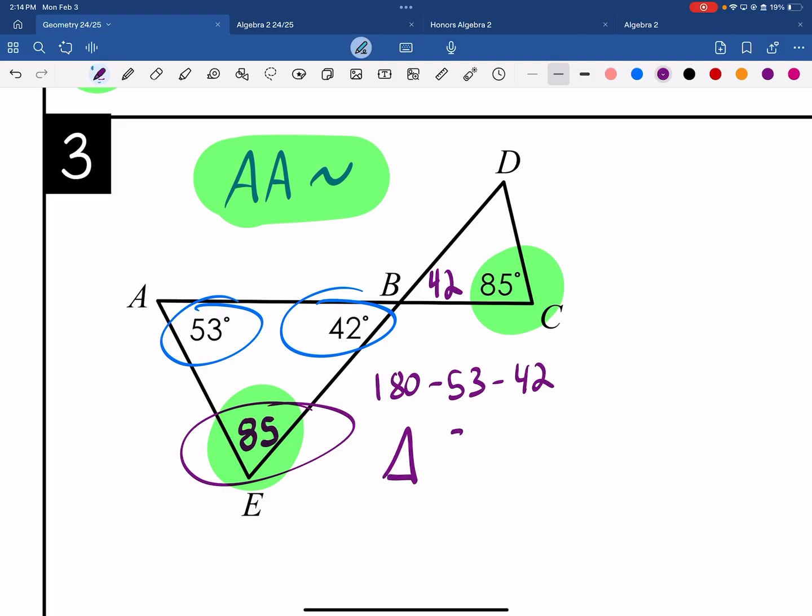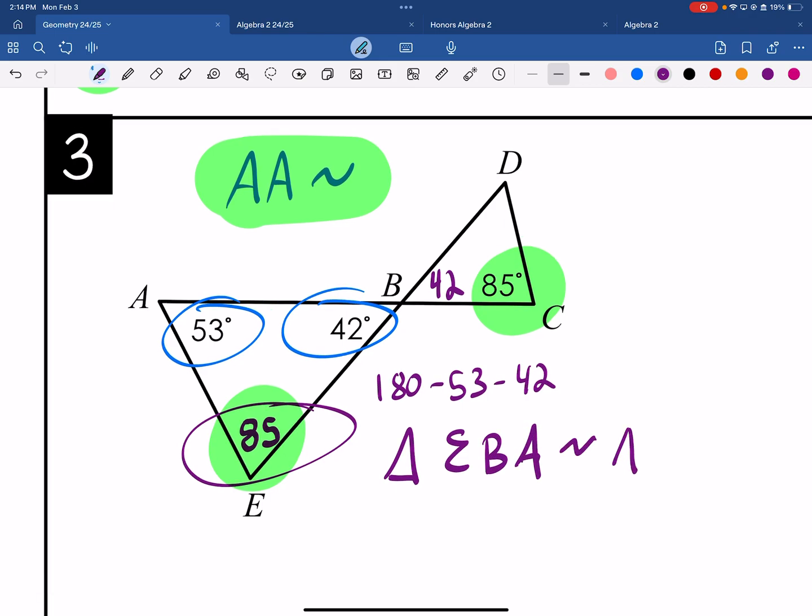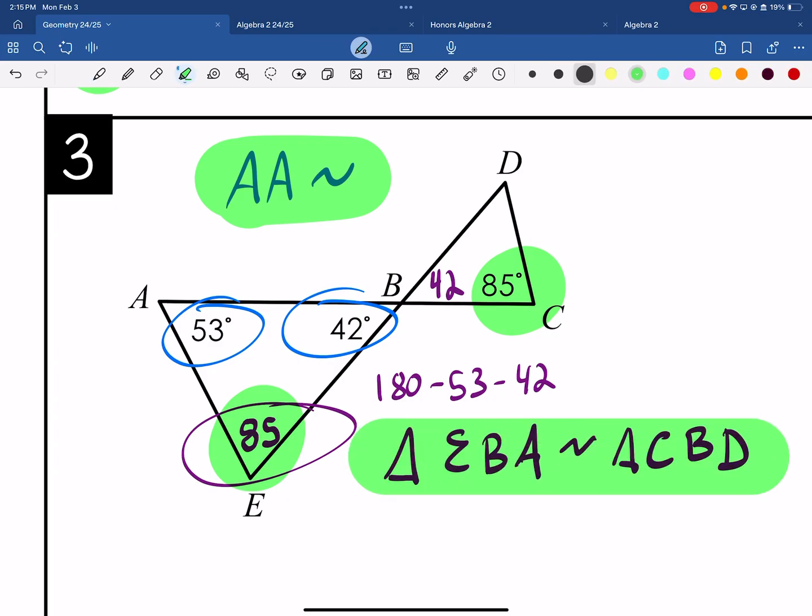I'm going to go triangle EBA is similar to triangle. Well, I know the other one that's 85. The other 85 is C. I know the other 42, it's B, and then that leaves D in there to go along with us for the ride. There's our similarity statement.